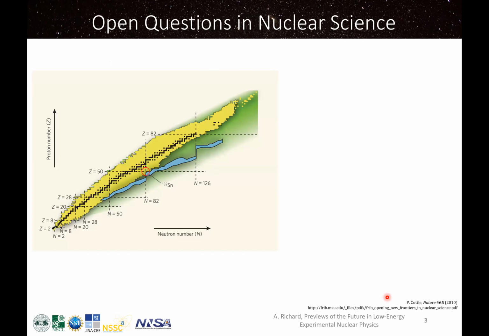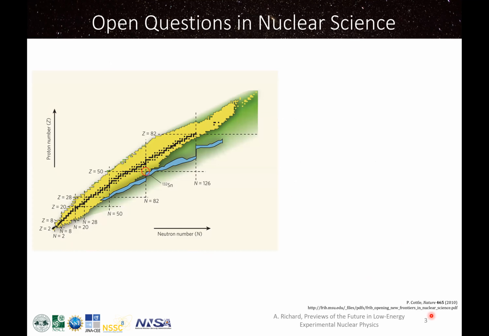So to begin, just to get us all on the same page, we have our chart of the nuclides shown here with proton number on the y-axis and neutron number on the x-axis. So we have all of our known nuclides, both the stable ones shown in these black squares, and then everything that's unstable, color-coded here in yellow, and then some of these proposed isotopes in green.